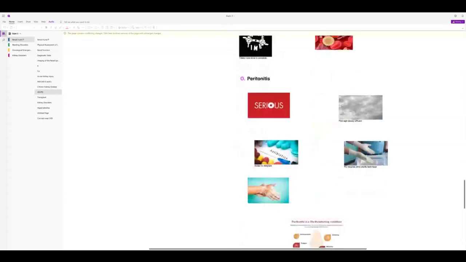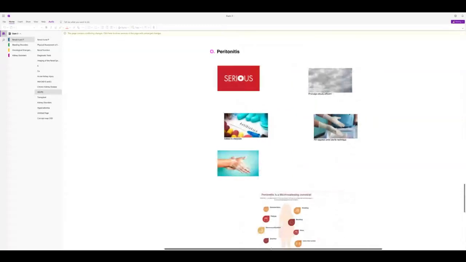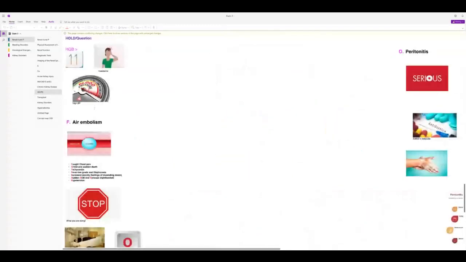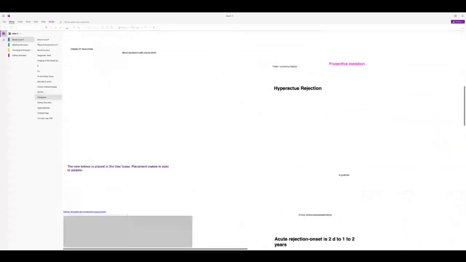Peritonitis I talked about. So with peritoneal dialysis, it's a sterile procedure. This kind of blew my mind, but hemodialysis is a clean procedure. So there's not as much sterility that's needed with hemodialysis.